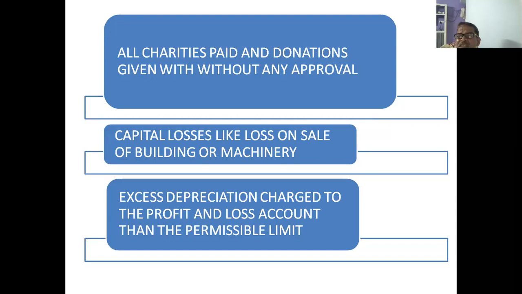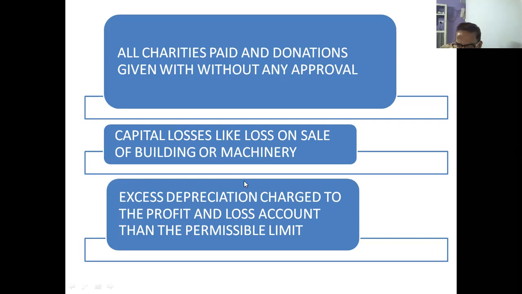Next, all charities and donations given without any approval. Okay, so there are some donations, some charities without approval. You're paying a donation to an institution or organization that is not approved by the government. So you have to add it to the net profit. That is disallowed. Similarly, capital losses like loss on sale of building or machinery. Any capital loss, non-recurring loss, any loss made on sale of any fixed assets, that also has to be added back.